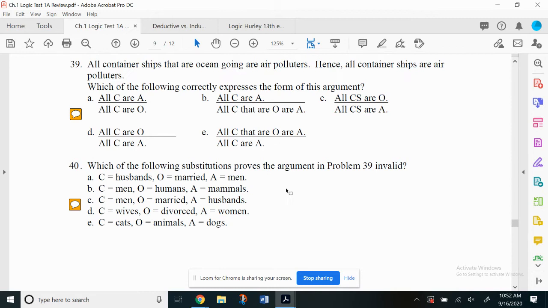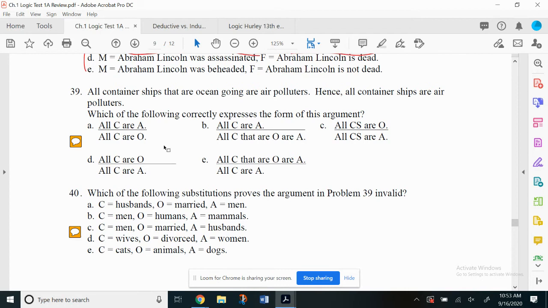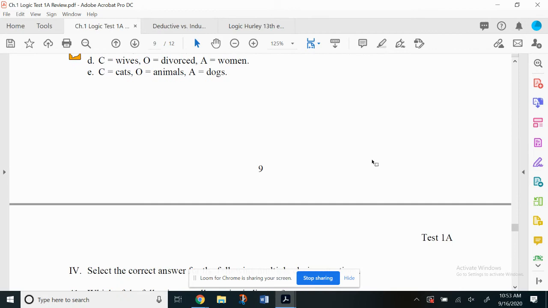So I've taken E now and brought it down here and tried to figure out which one of these works to make this true and this false. In other words, to make the premise true and the conclusion false. The only one that works is C. So you can look at this, and you can look at this, and figure out why both of them must work to prove that argument invalid.